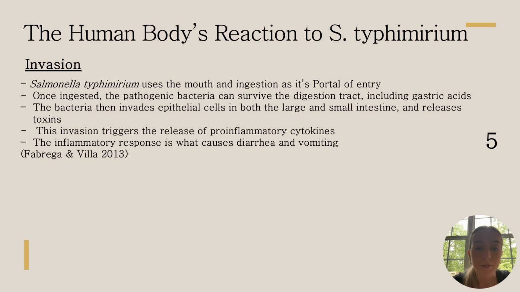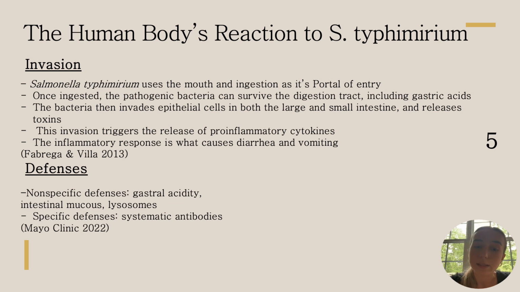The bacteria then invades epithelial tissue in both the large and small intestine, and this is where it releases toxins, which were one of the 4 virulence factors. This invasion triggers the release of pro-inflammatory cytokines, and that's where diarrhea and vomiting come from.